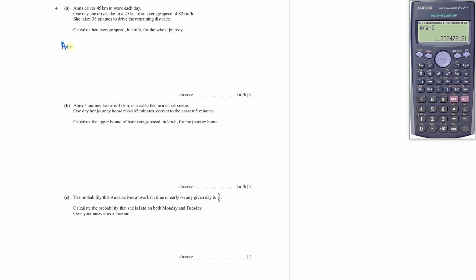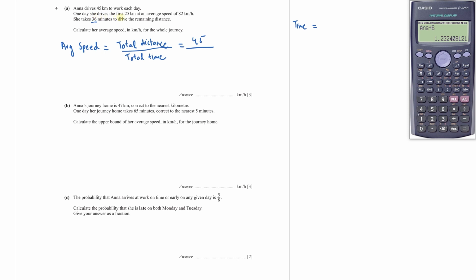So average speed is total distance divided by total time taken for the journey. So we know that total distance is 45 kilometers. And then total time is what we have to calculate first. The time for the second half is given as 36 minutes. So let's calculate for the first half.